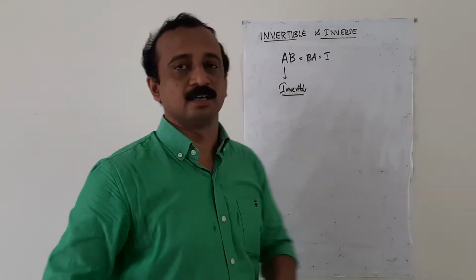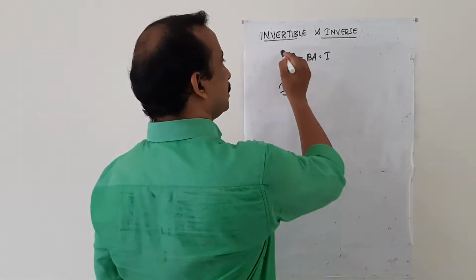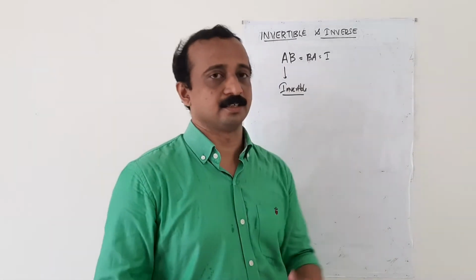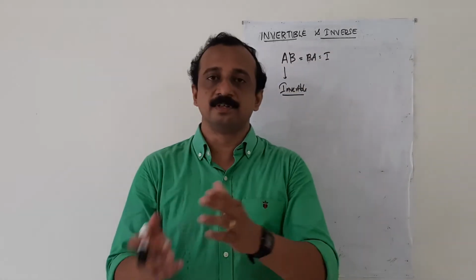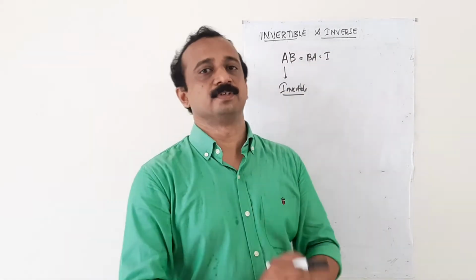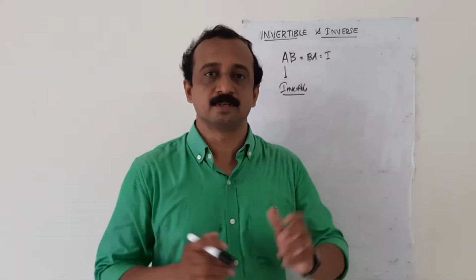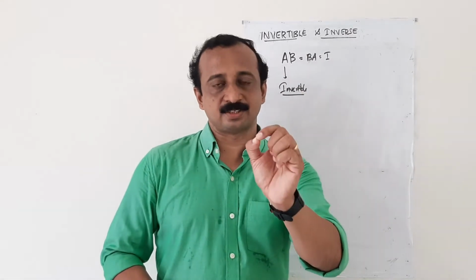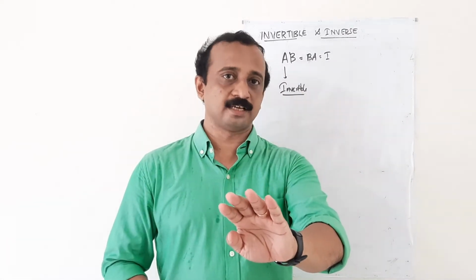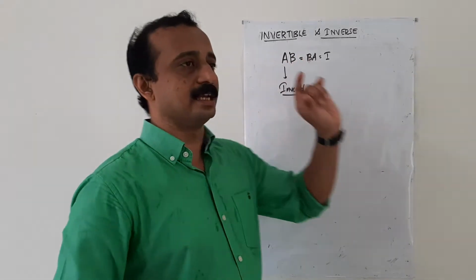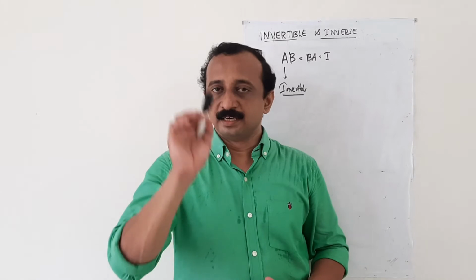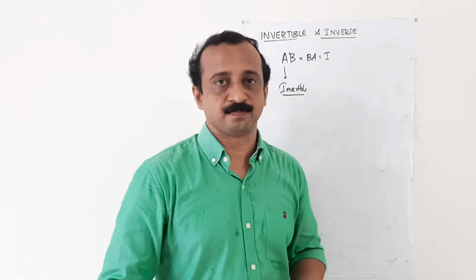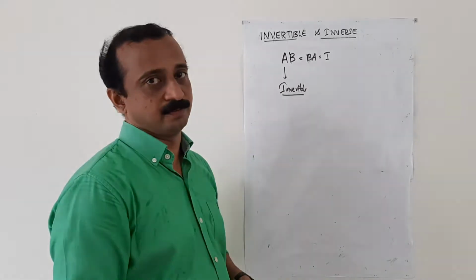Our first matrix is called the invertible matrix, and the second is called the inverse of the first. Also, the first is called the inverse of B. That is, A is called the inverse of B and B is called the inverse of A. But our first matrix is named as the invertible matrix. So if A is any square matrix, there exists another square matrix B such that AB equal to BA is equal to I. Then A is called an invertible matrix and B is called the inverse of A. Also, A is called the inverse of B.